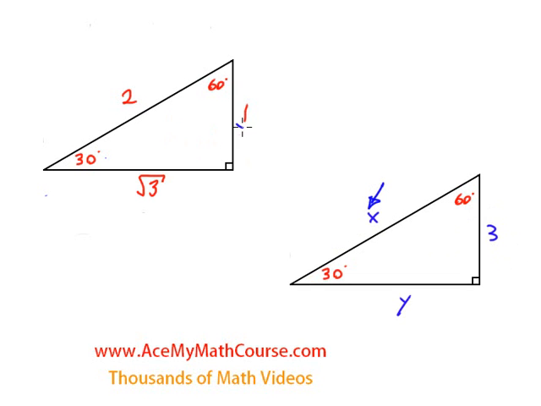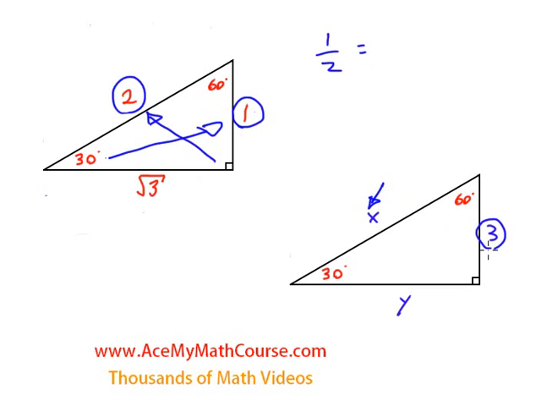Here we have 1, and that's the side opposite to 30 degrees, and 2, which is the hypotenuse, which is the side opposite to 90 degrees. I can say that 1 is to 2, equal sign, so 1 is to 2, like 3 is to x. Make sure that makes good sense to you. So 1 is to 2, like 3 is to x.